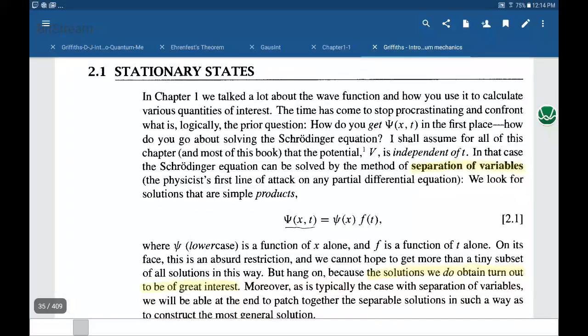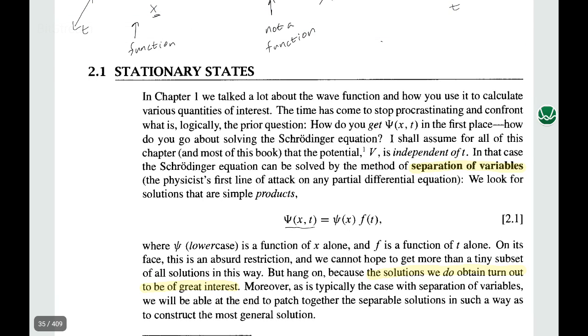One thing that we can do, which will severely limit the number of solutions that we can find, is we can make an assumption here. We're going to use a method called separation of variables. So what that means is that we are considering our wave function to be dependent on position x and time t, and I'm going to say it's one function that's dependent on x multiplied by another function that's dependent on t.